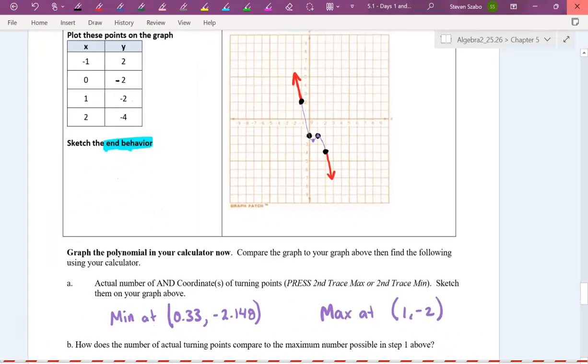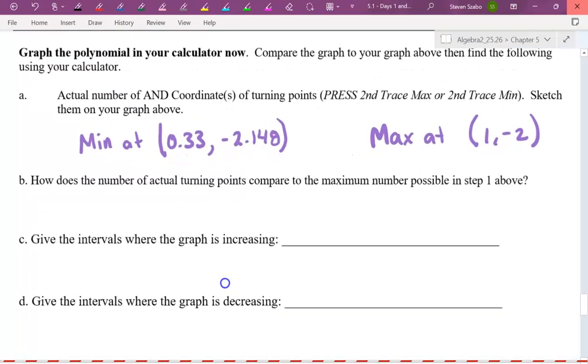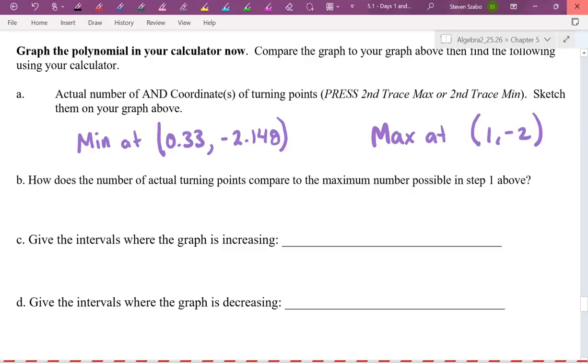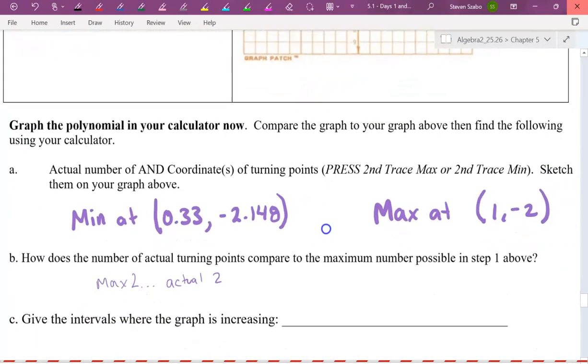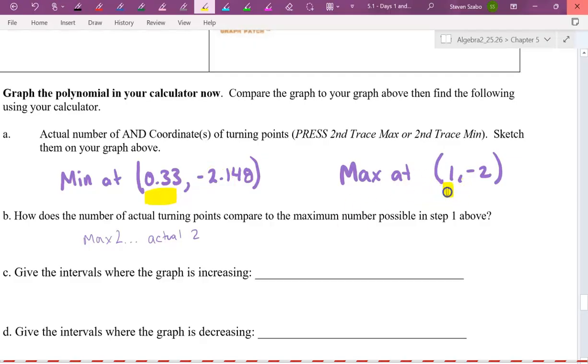That information is now what I can use to determine the intervals where the graph is increasing. Now, I had a max of 2 turning points, and I actually had 2. You don't always know that that's going to be the case. They won't always match. So when I talk about my graph being in the intervals of increasing, it's tiny. It's just right there that it's increasing in between my 2 turning points. Those 2 turning points are these values here, this x value and this x value.